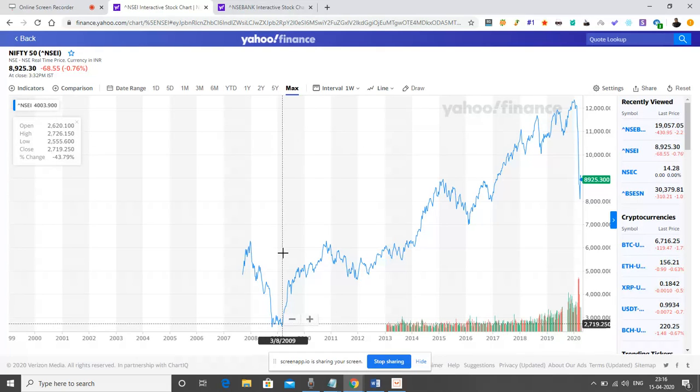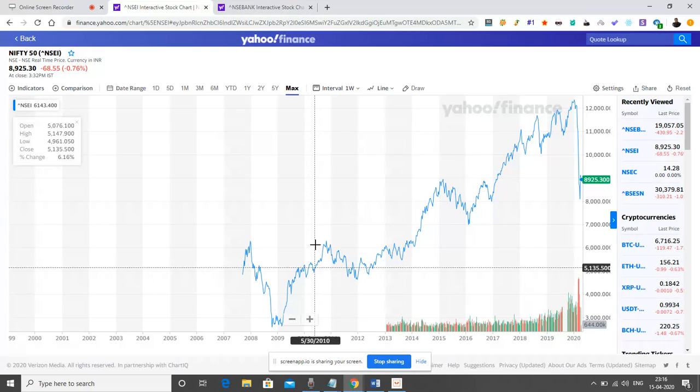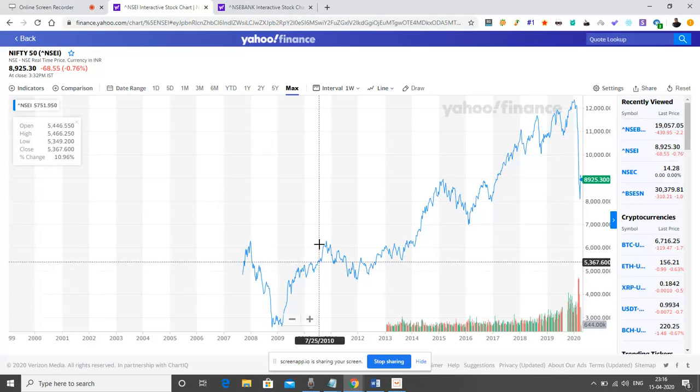So till 2009 the markets were at the lower end, then the market started to grow up. It took almost a year, until 2010, to recover back to the same position from which the market had fallen down. All right. So it took almost a year for the market to come back to the same position.